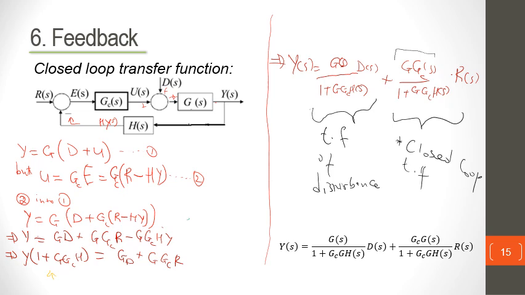So we see that the closed loop transfer function is equal to the forward loop transfer function divided by 1 plus the forward loop transfer function times the feedback transfer function. And we see that the disturbance transfer function is equal to g divided by 1 plus the forward loop GC times the feedback transfer function.